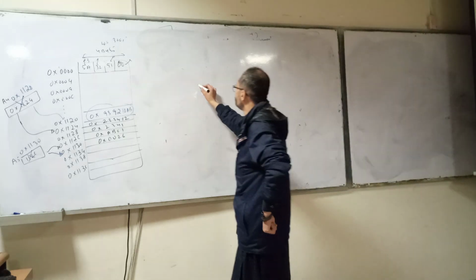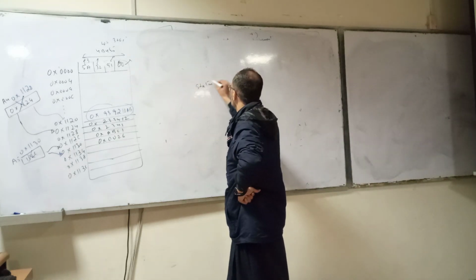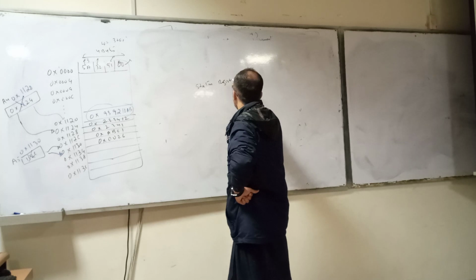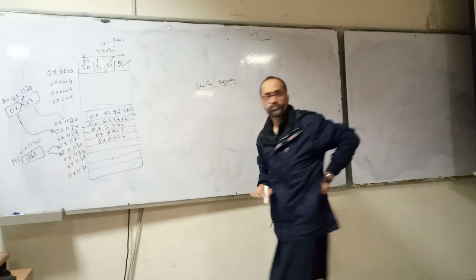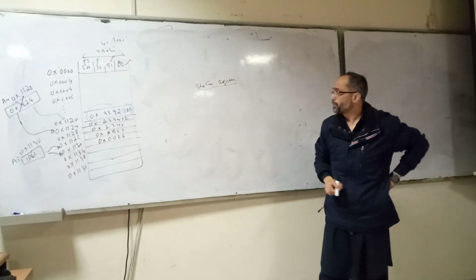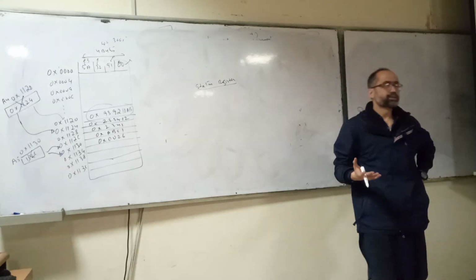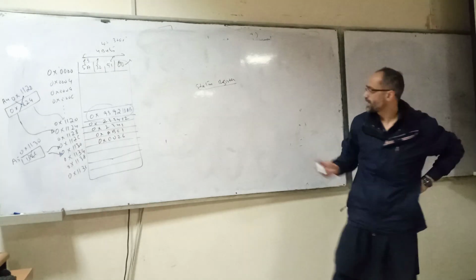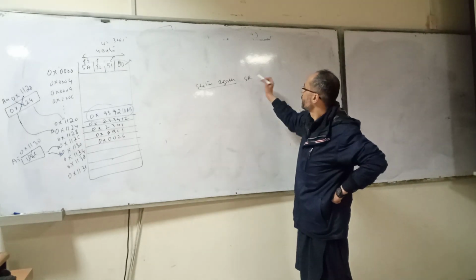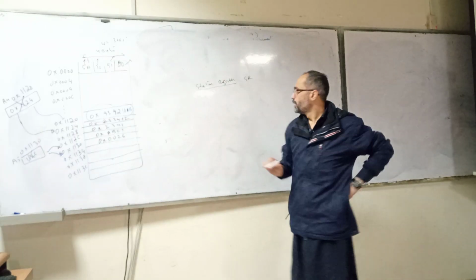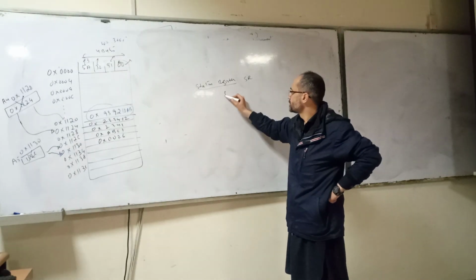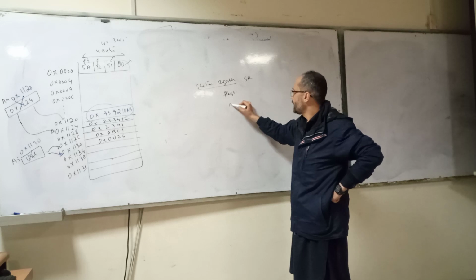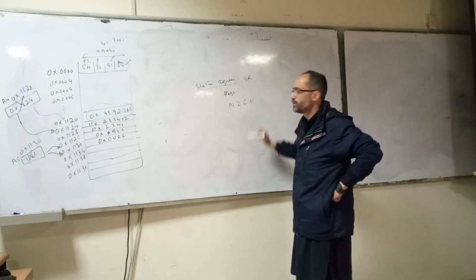Now, we have some status register within the microprocessor. The microprocessor has a dedicated status register. We call it SR. It is a special purpose register and it has some flags: N, Z, C and V.